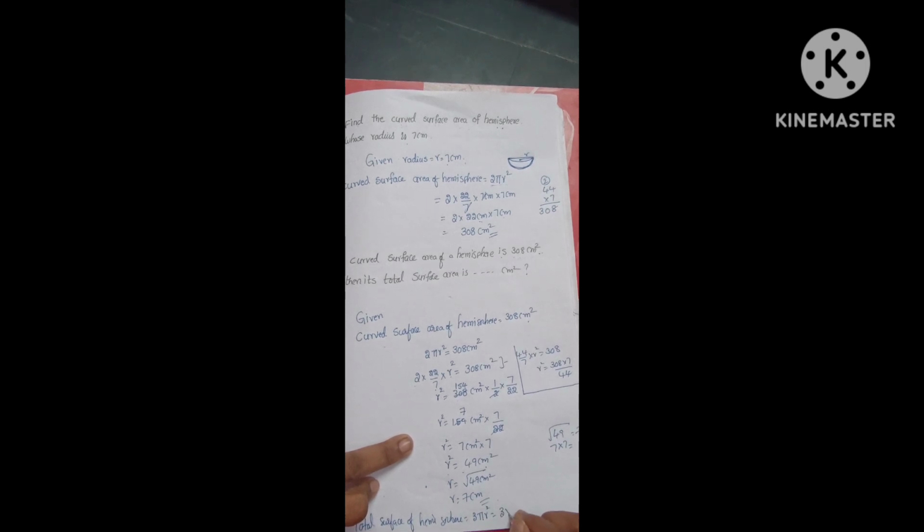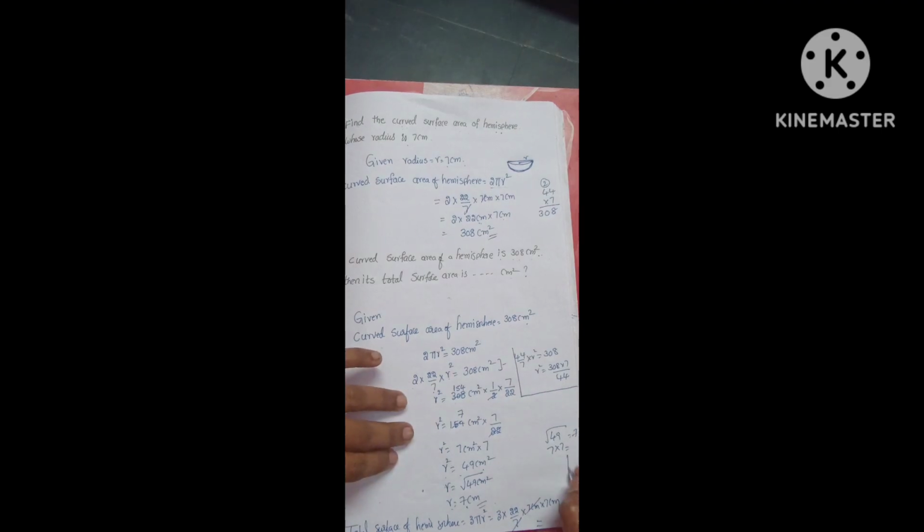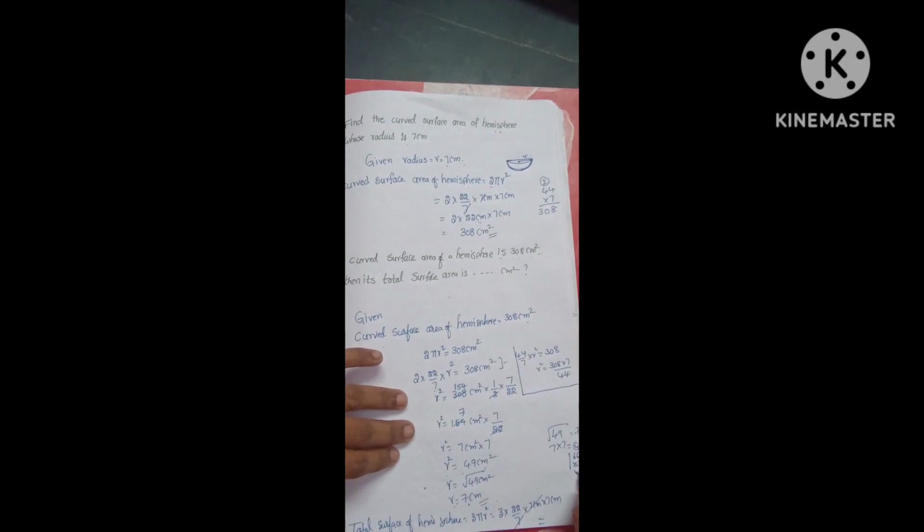That equals 3 into 22 by 7 into what they gave as the radius. What did you find now? 7 centimeters. 7 centimeters into 7 centimeters. 7 cancel. 3 22s are 66, and 66 into 7 you multiply. 462. So the total surface of a hemisphere is 462 centimeter square.